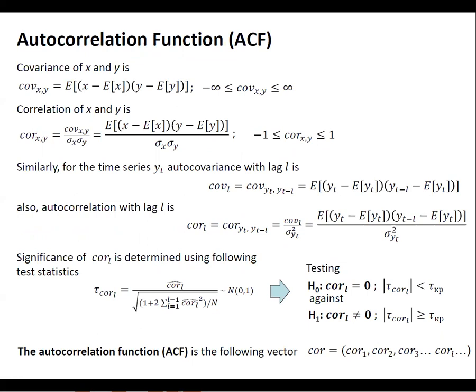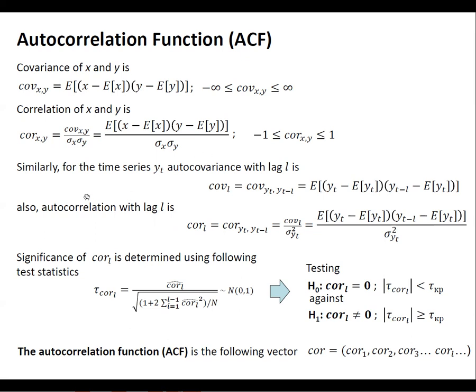The second special property of the time series is the presence of autocovariance or autocorrelation in the data. From statistical theory, you know that the covariance of x and y is the expected value of the deviation of x from its expected value multiplied by the deviation of y from its expected value. The covariance ranges from minus infinity to plus infinity, and this is not very convenient. Correlation is normalized covariance. Normalization is done by dividing the covariance by the standard deviations of x and y, and then the correlation becomes normalized in the range of -1 and 1.